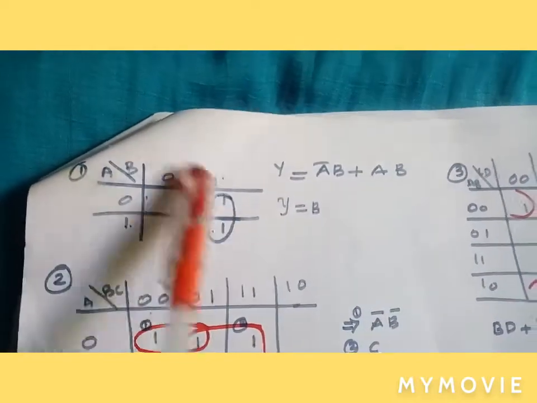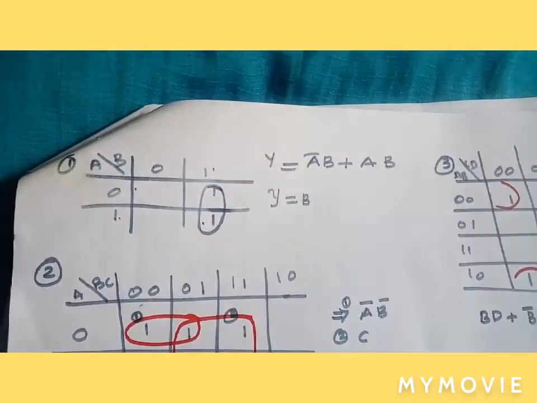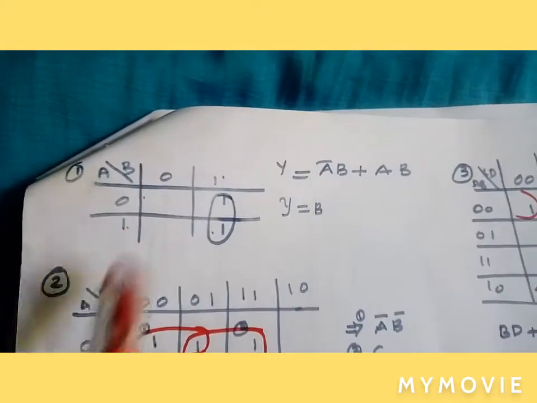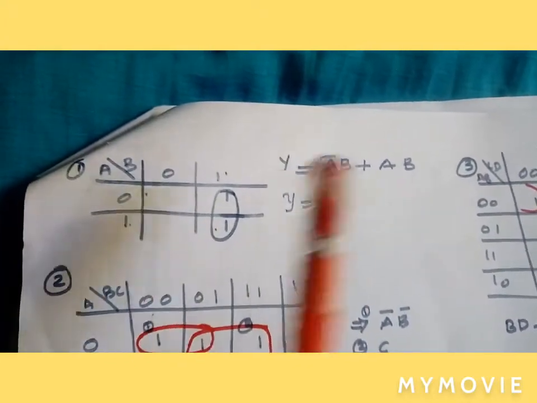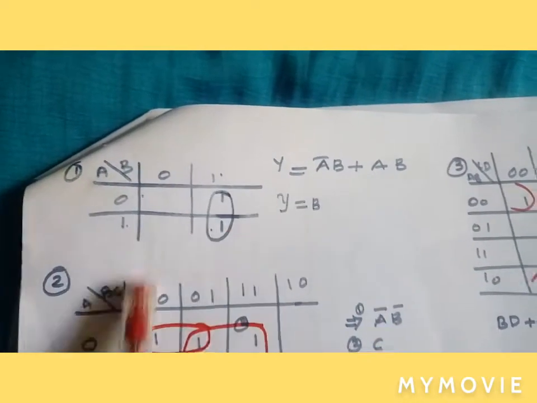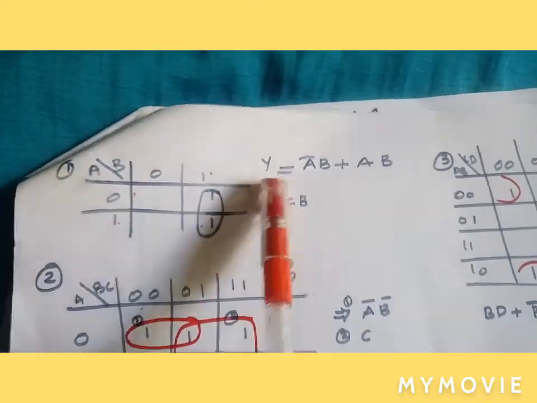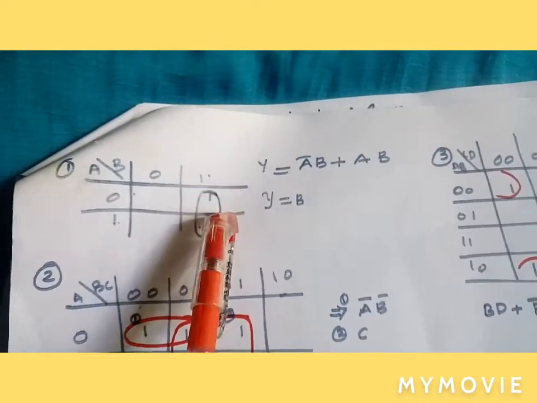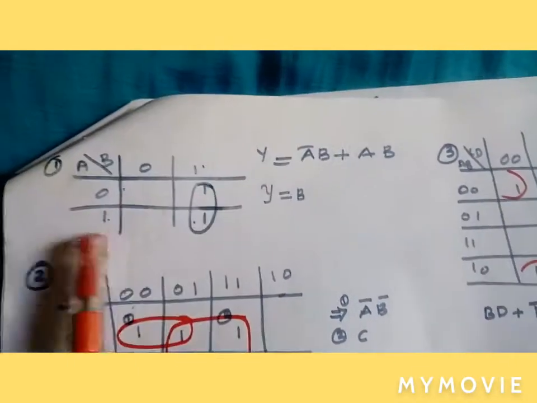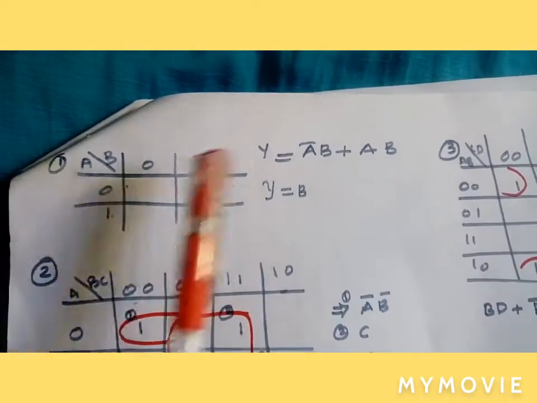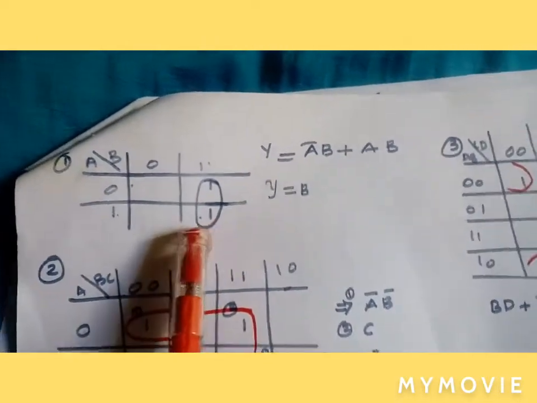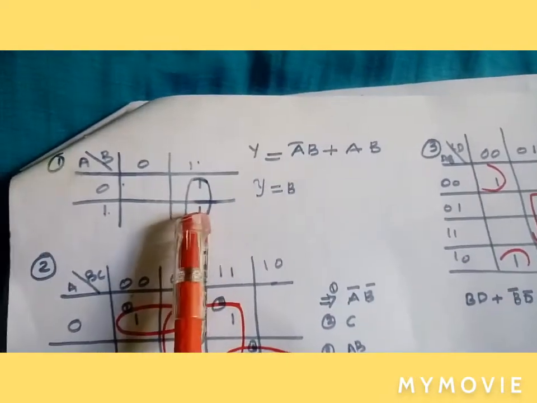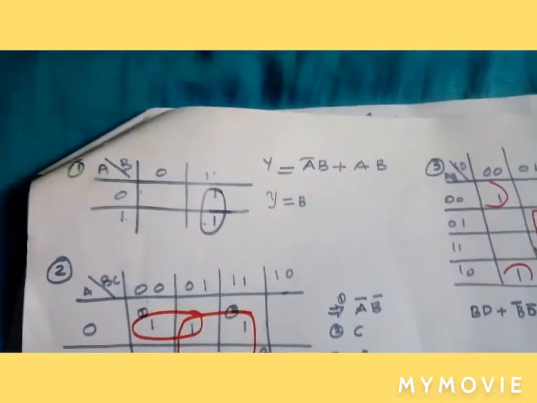Here the K-map is a 2 input K-map. A and B are the inputs. 0, 1, 0, 1 are the possible inputs. We know that A bar B means A bar is 0 and B is 1, so row 0, column 1 represents 1. AB means A, B are 1, 1, that is also 1. The sum of these products will give the output.